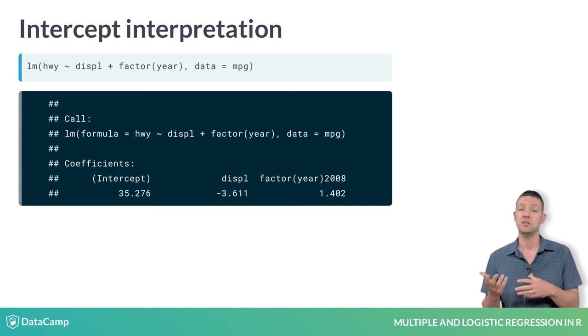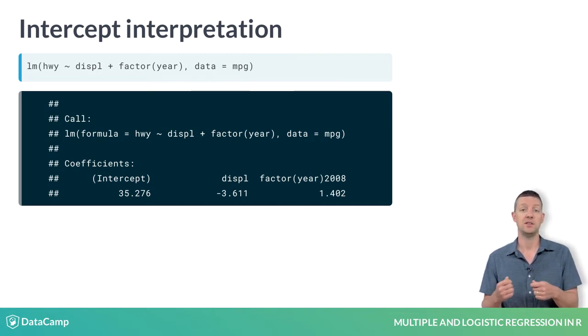Note here that R has chosen to report the name of the coefficient as factor year 2008. This reflects the fact that factor year was the name of the variable we gave R, and 2008 is the value of that variable that R is reporting about. This variable is identical to the newer variable that we defined in the previous set of slides.